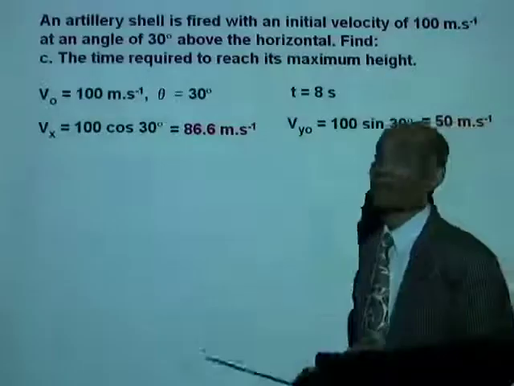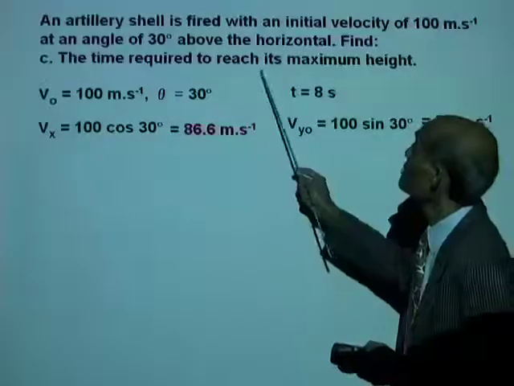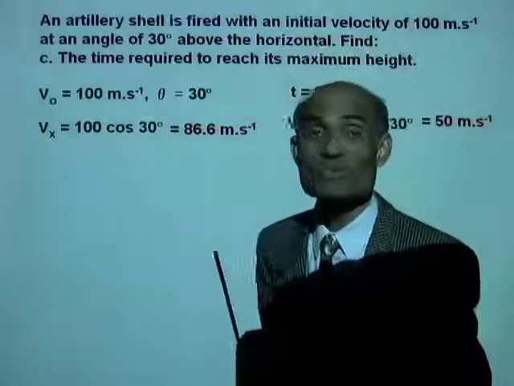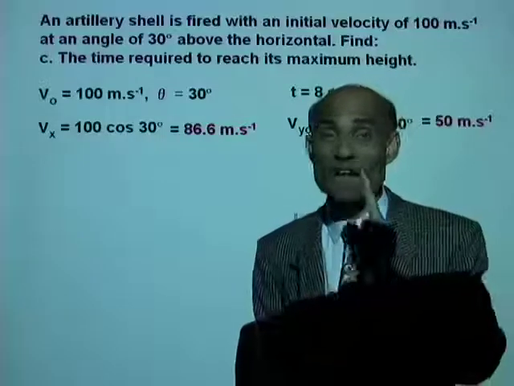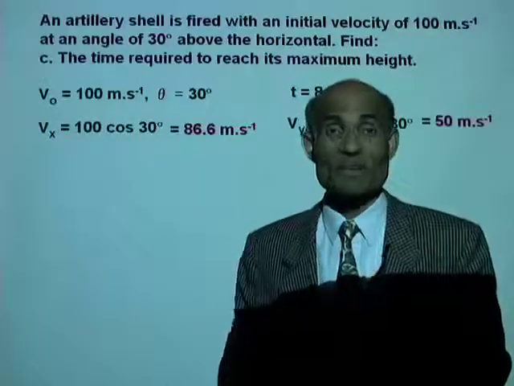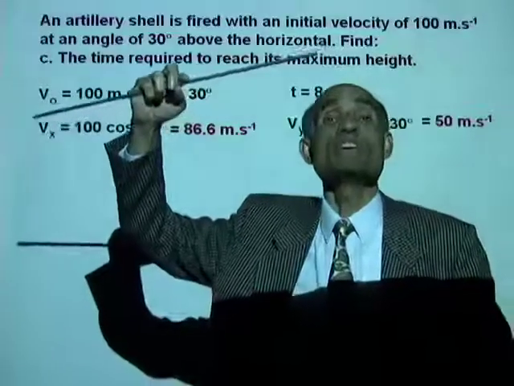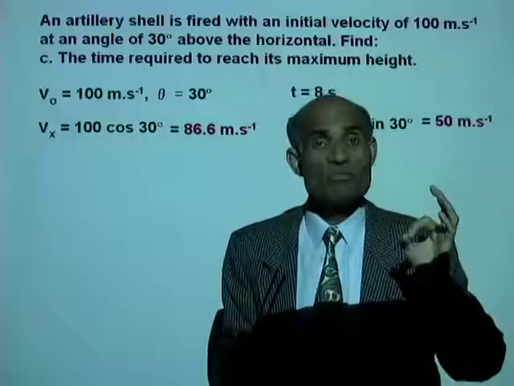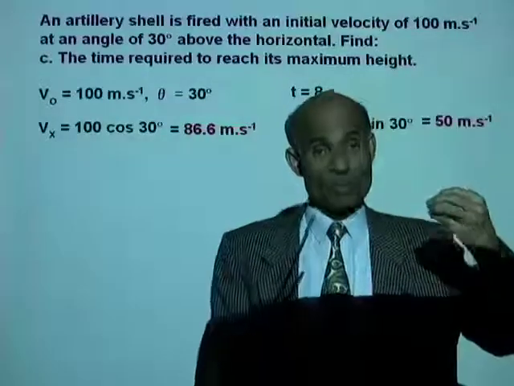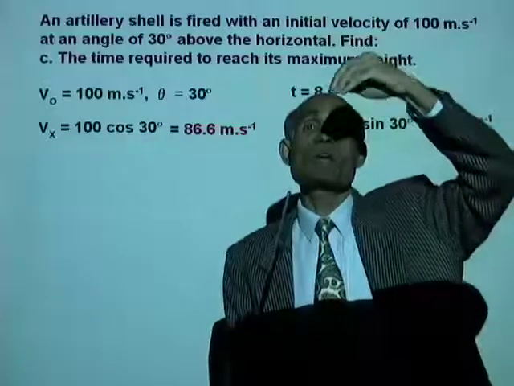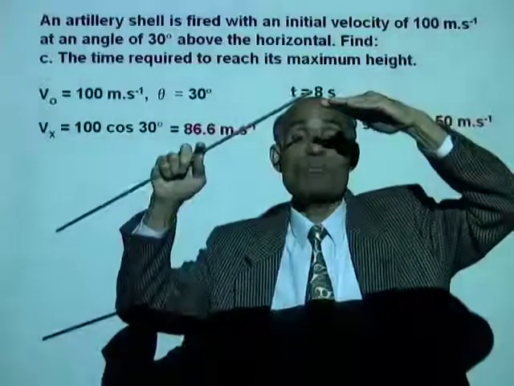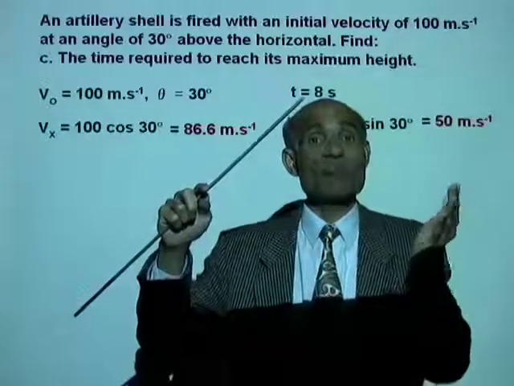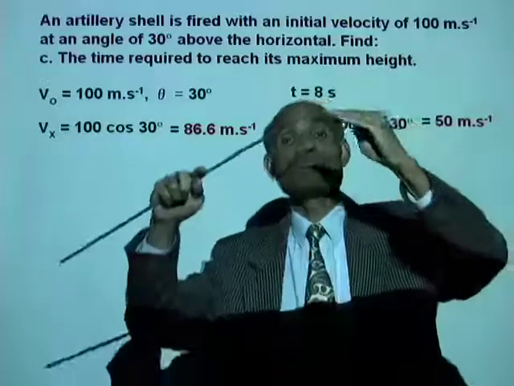Alright, part C. What is the time required to reach its maximum height? Now we discussed that in our previous lesson. What is the significance of the maximum height? The vertical velocity, that is v0 sine theta, will decrease and will become 0 at the top point. V0 sine theta is the initial vertical velocity that will decrease and will become 0 at the highest point.